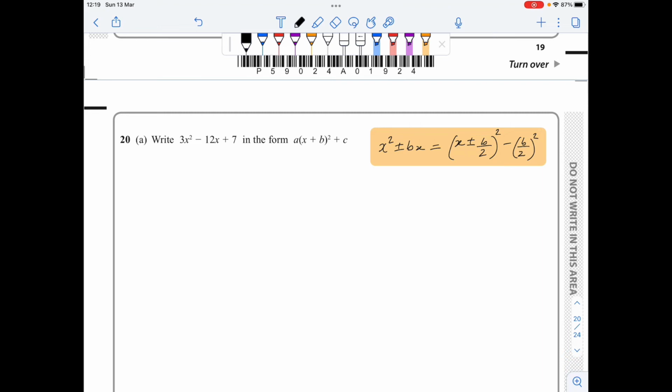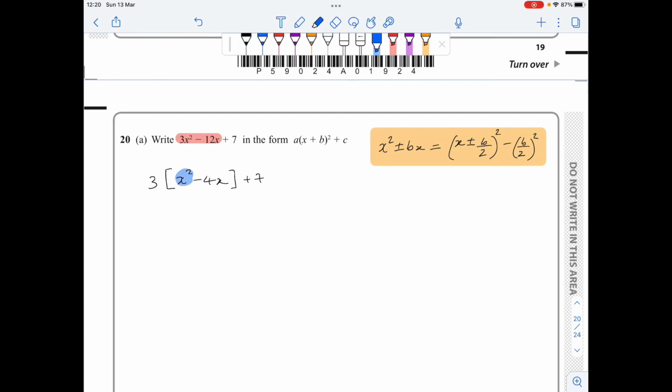In order for this formula to work, the coefficient of x squared must be equal to 1. So I'll start by taking out a common factor of 3 from the red expression. So I'm going to get 3[x squared minus 4x], close the square bracket, plus 7. Now note, I have not completed the square yet. I've just set it up so it's ready for completion.